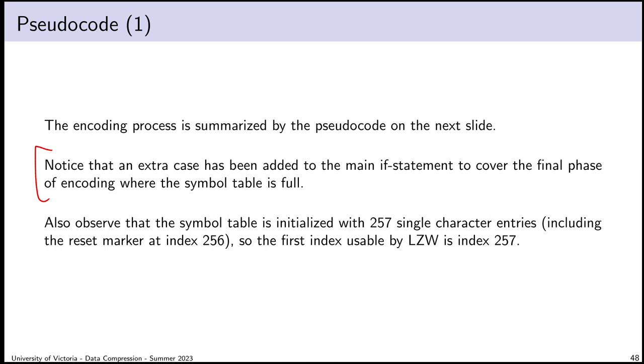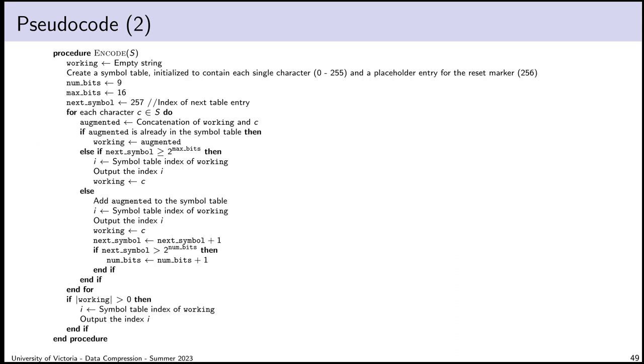full. So the encoding process up to the point of getting actual bits is summarized by the pseudocode on the next slide. The pseudocode takes into account the fact that our symbol tables are going to start at index 257, that is, leaving space for the reset marker. In other words, the pseudocode on this slide here is in working order for you to use for your assignment one. You can go ahead and use this pseudocode, and you might as well, because you won't get this luxury on assignments 2, 3, and 4.